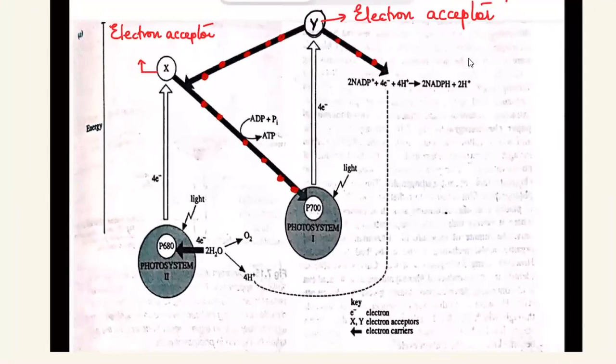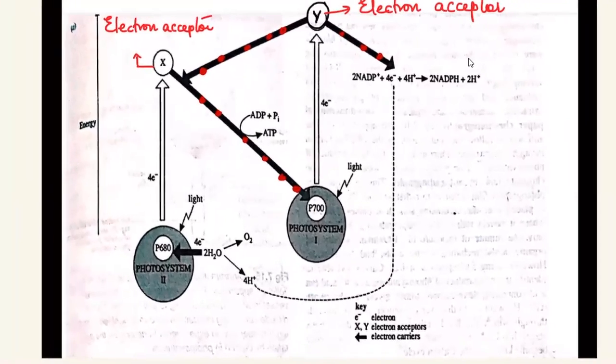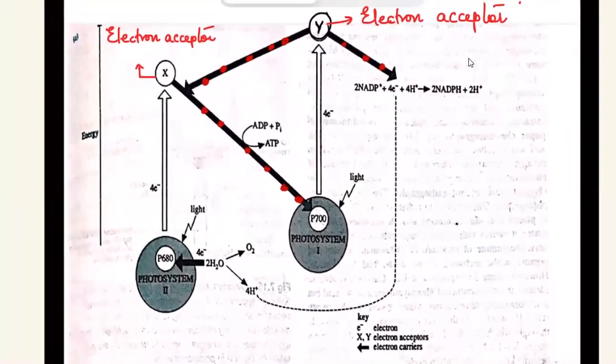Acha. अब इसमें क्या होता है कि you have to understand that when we talk about non-cyclic, right, we say that the light is falling on 680, right? And as soon as it falls on 680, it oxidizes the chlorophyll over here, due to which these 4 electrons are released. ठीक है, oxidation हो रही है chlorophyll.